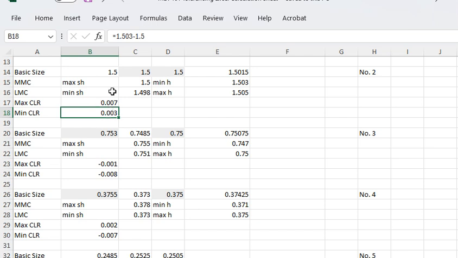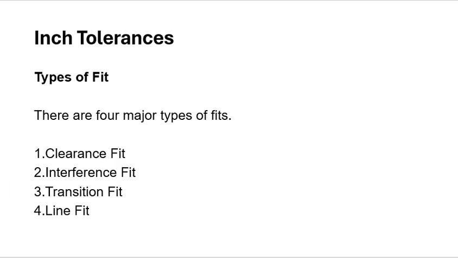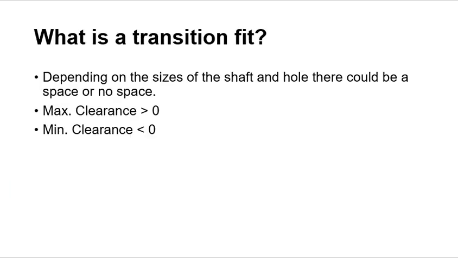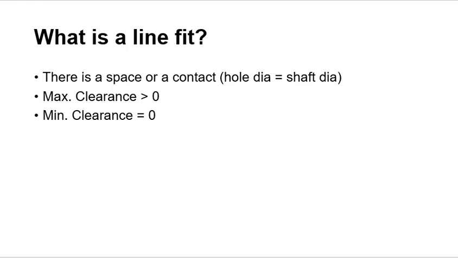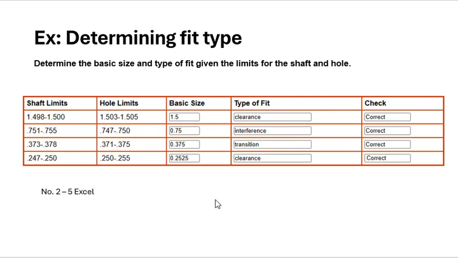So you look at those 2 values, and go over them one by one: clearance, interference, transition, and then line fit. I told you what I do is I write it on my scrap paper: greater than 0, less than 0, equal to 0. Then I put that on my hand when we calculate, so I can quickly figure it out. So this is a clearance, transition, like that.